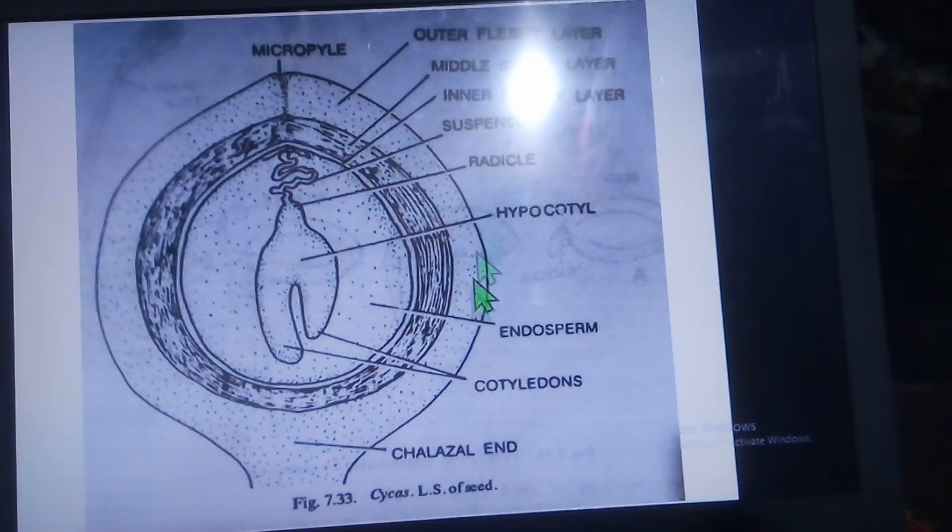Now the gametophytic generation is haploid. The male and female gametes, which are haploid, fuse together to form the zygote, and the embryo represents the third generation, that is the next sporophytic generation. So the parent is diploid, the sporophytic generation. The endosperm is haploid, representing the gametophytic generation, and the embryo is again diploid, which represents the third generation, the next sporophytic generation.